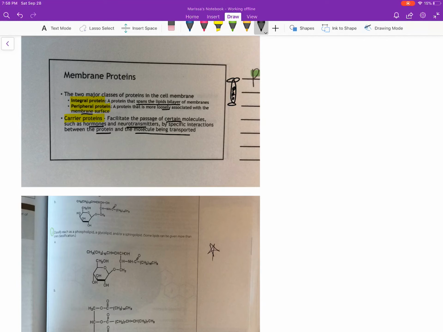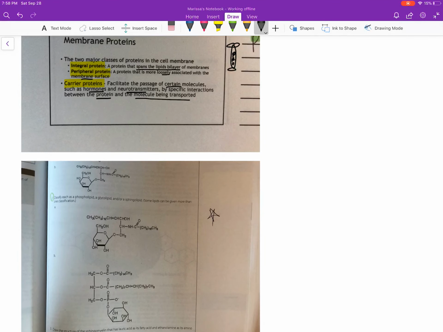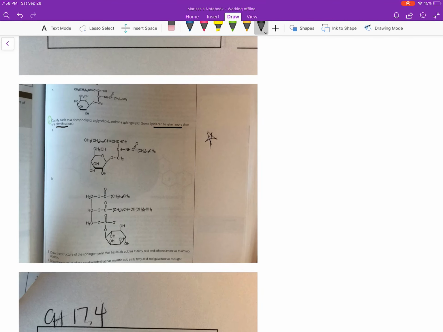All right, so let's practice classifying these lipids as either a phospho, glyco, or sphingolipid, and some lipids can be given more than one classification. So this is going to be your in-class work. Today should be the 13th. Sorry, I'm having to look at my calendar. In-class work. We're going to answer 2A and 2B.